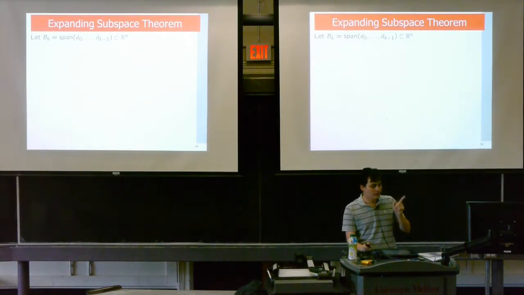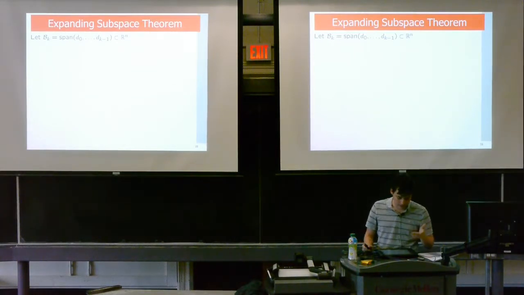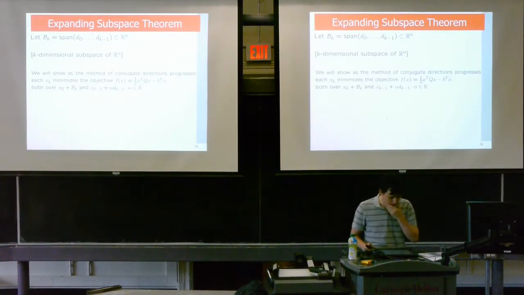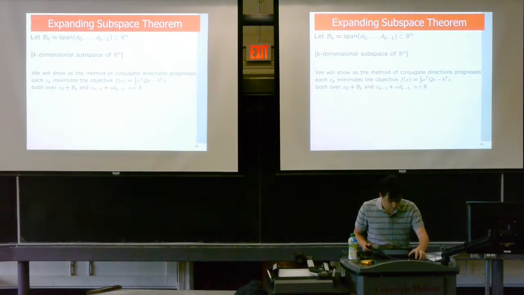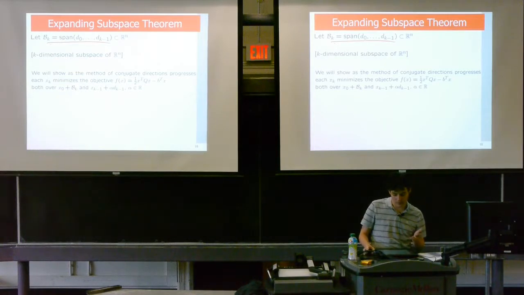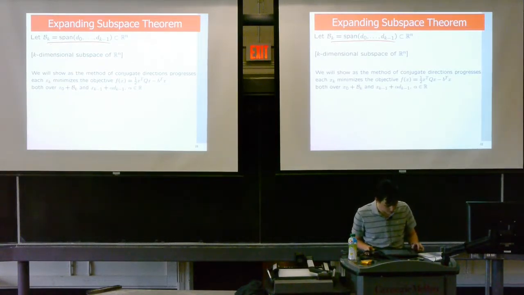So we will come back to that question, how to find these d naught to dk minus 1 vectors. But first we will need another theorem, which is called the expanding subspace theorem. So let Bk be the span of k vectors, these Q conjugate vectors.